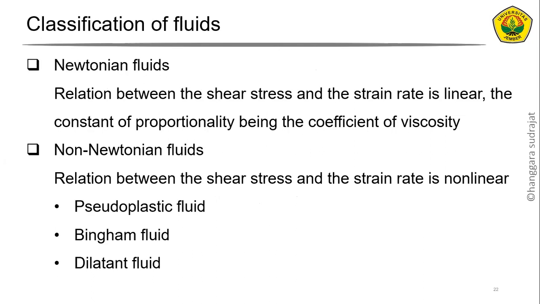Fluids can be roughly classified into two groups. First, Newtonian fluids. Newtonian fluids are those where the relation between the shear stress and the shear rate is linear. The constant of proportionality is the coefficient of viscosity, or we can simply call it viscosity. The remaining fluids are grouped as non-Newtonian fluids, where the relation between shear stress and shear rate is non-linear. It's a very simple classification. When the relationship is linear, we call it a Newtonian fluid. Otherwise, we call it a non-Newtonian fluid.